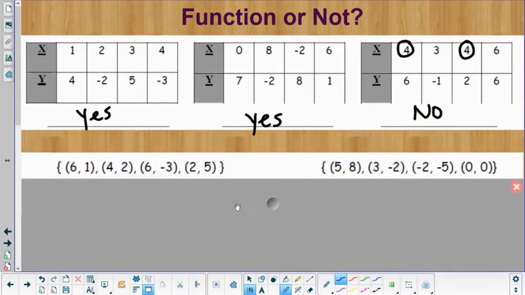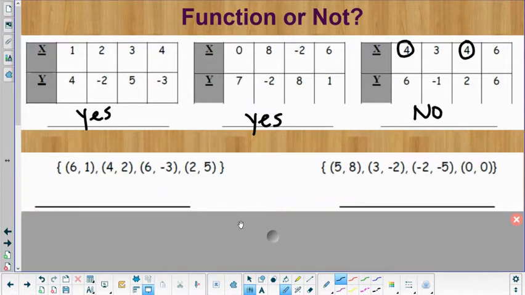Okay, sometimes they show it to us as ordered pairs. Same thing, no repeating x's. If you look at just the x values that you see, we have 6, 4, 6, and 2. So you see you have 2 6s. Repeating x's are not allowed.